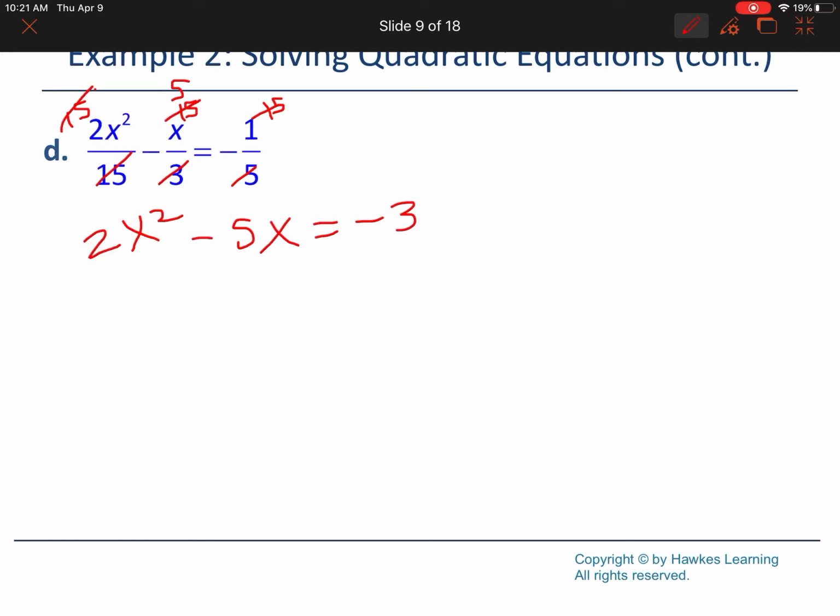All right, so there's my quadratic, but it's not equal to 0. So I need to get it equal to 0. So I'll add 3 to either side.